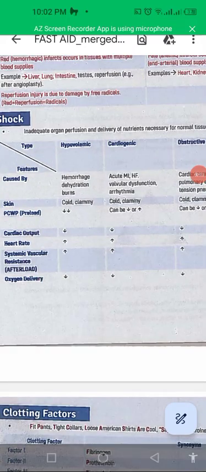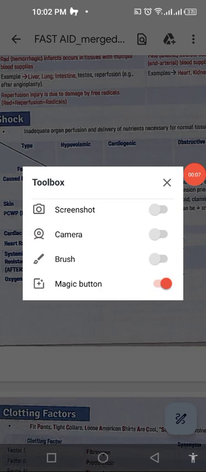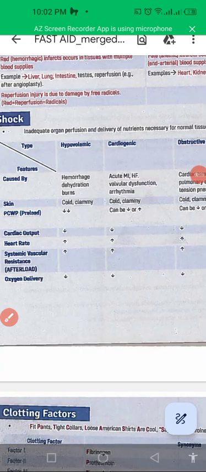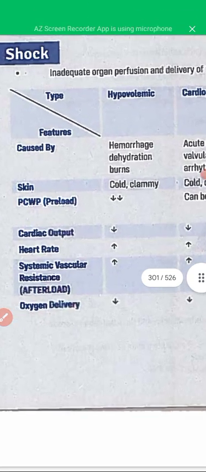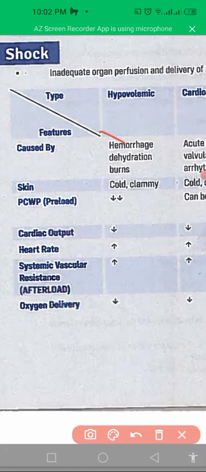Okay, so now we are going to look at types of shock and some related important points regarding shock. First of all, we are going to look at hypovolemic shock. In hypovolemic shock, the cause is hemorrhage, dehydration, or burns.